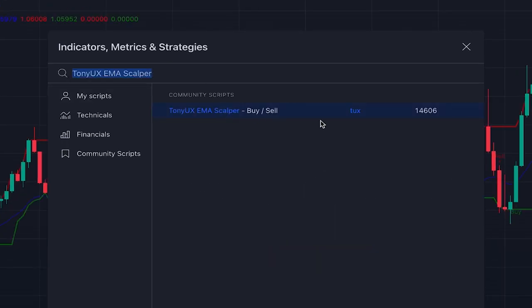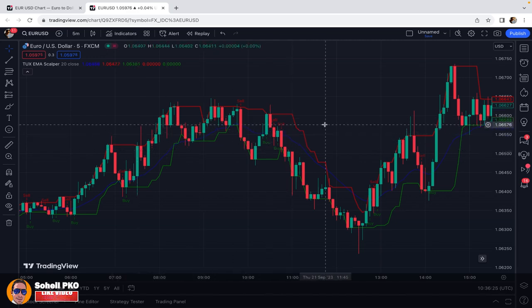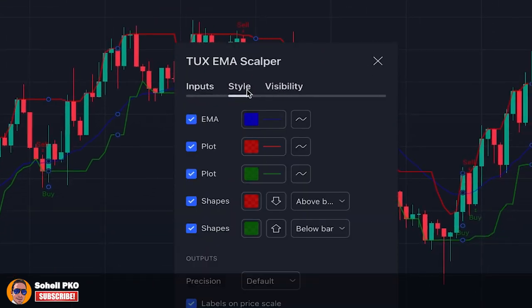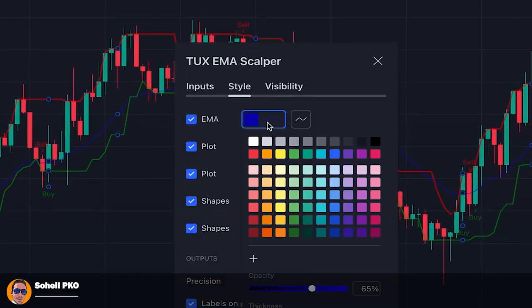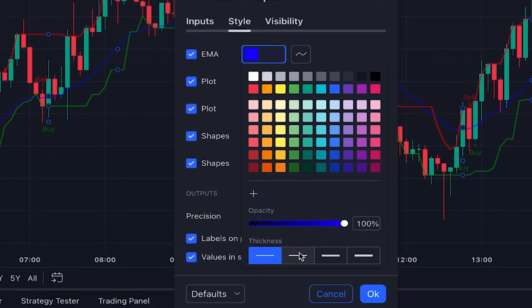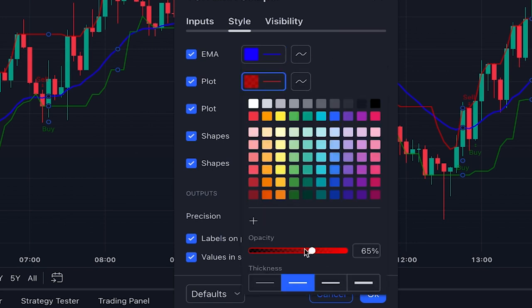This one is written by someone named TUX. Alright, this is the indicator, and as you can see, it's overlaid on the price chart in the form of some lines and buy sell signals. Let me change the settings of the indicator here in the style tab so we can better see them. Here for the EMA line, we increase the opacity to 100%, and also we increase the thickness of the line, and similarly we do this for the other two lines.